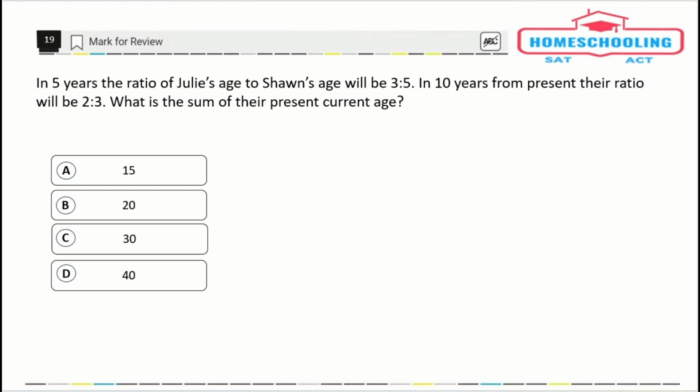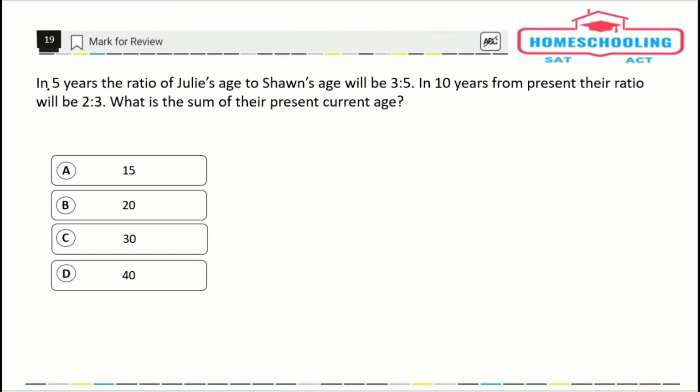And the question says that in 5 years, the ratio of Julie's age to Sean's age will be in a ratio 3:5. In 10 years from the present, the ratio will be 2:3. So what is the sum of their present current ages? So this one is a tricky one.